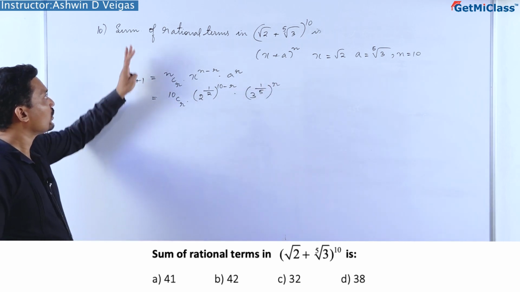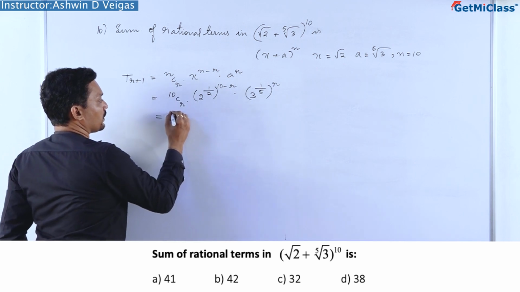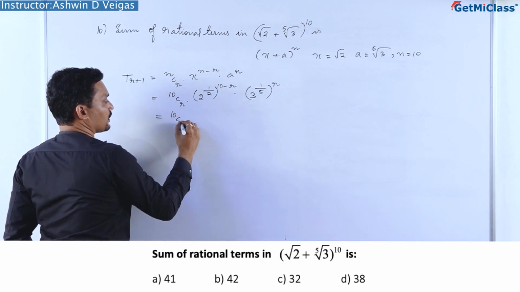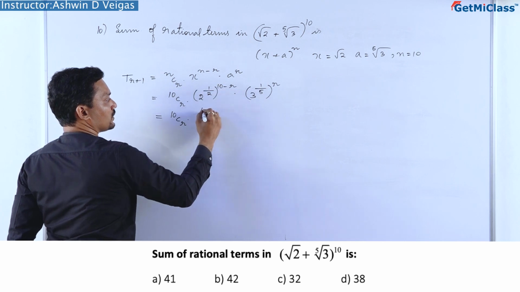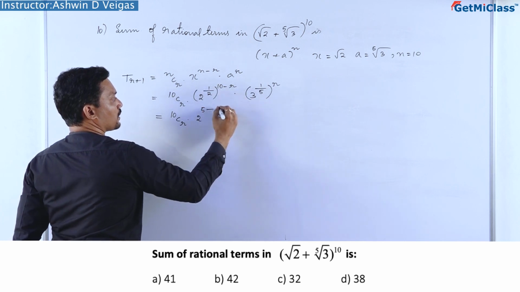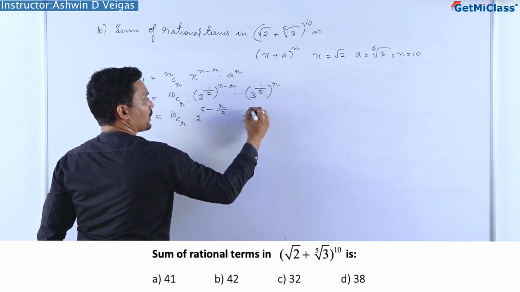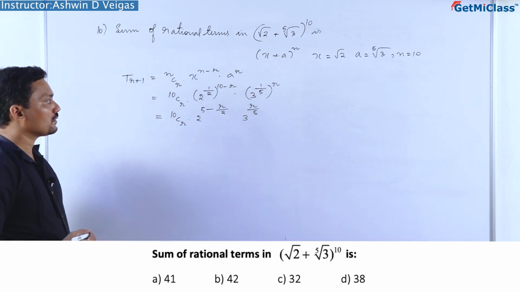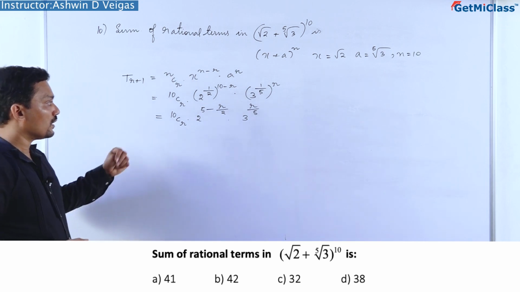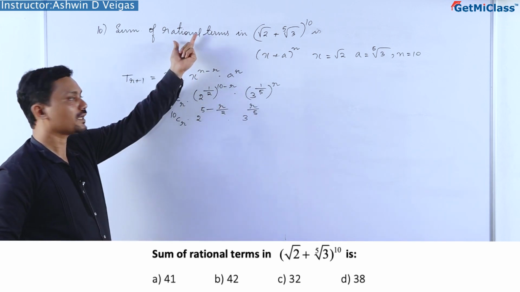Now you have to find the sum of rational terms. So now I will do it like this. This is 10Cr into 2 power (10 by 2, that is 5, minus r by 2) into 3 power (r by 5). So this can be written in this form. Now we have to see for what values of r this term becomes rational.